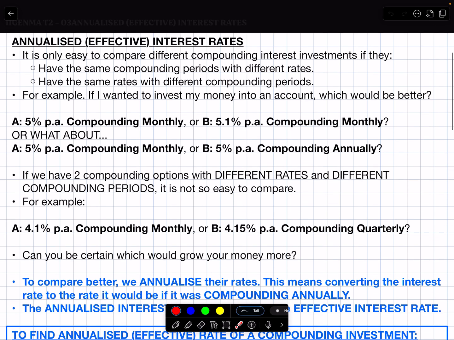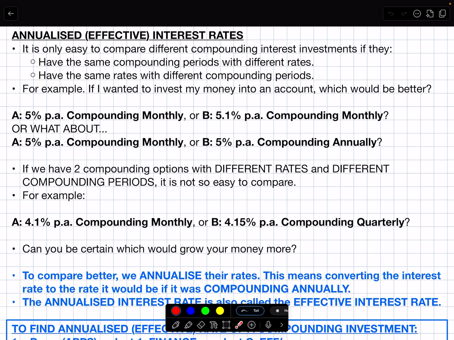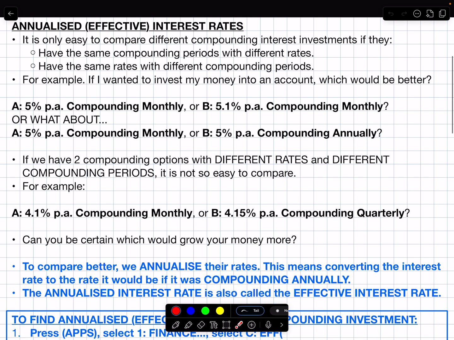So if, for example, I had a bunch of money and I wanted to invest it into an account, and I was presented with these two options, which would be better? A, 5% per annum compounding monthly, or B, 5.1% per annum compounding monthly. I can compare those easily because they both are compounding monthly. So if I want to grow my money, I just want the higher rate.